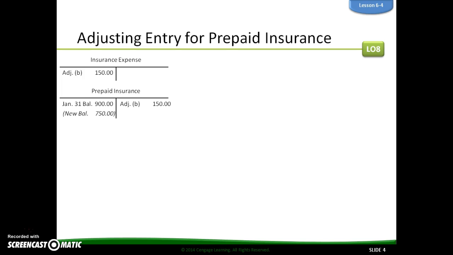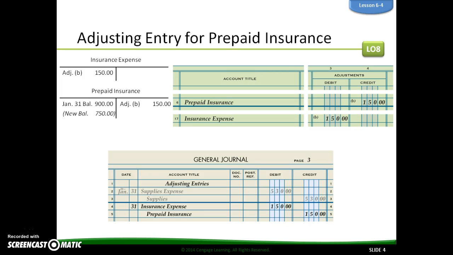So we're going to post that $150 adjustment to prepaid insurance and to our insurance expense, which gives us our new balance in our T account of $750. We now know where our debit and credit should be posted, and that should reflect exactly what we put on our worksheet. For prepaid insurance, we posted a credit of $150, and for insurance expense, we also did that in the adjustments column. Pay attention that we're in that adjustments column of $150.